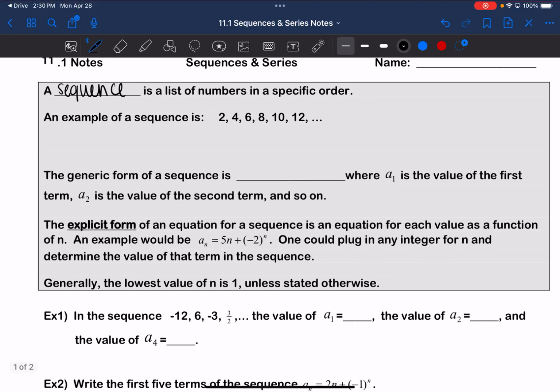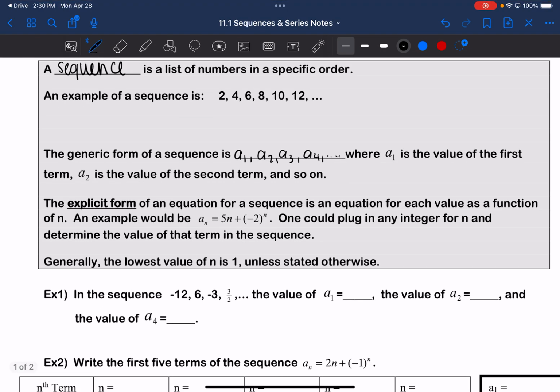The generic form for a sequence is written as a sub 1, a sub 2, a sub 3, a sub 4, and so on, right? That just tells you what term it is. So 2 was the first term listed here, so it would be denoted as a sub 1. 4 was the second term, so it would be a sub 2, and so on and so forth. So a sub 1, like it says, is the first value, and when you get all the way to the end, we'll see it written as a sub n, denoting that it could go on infinitely, right?